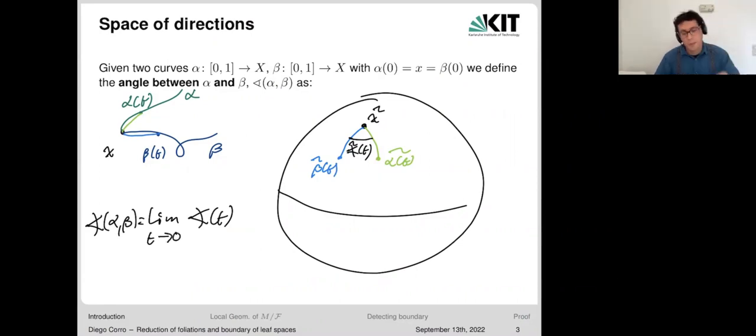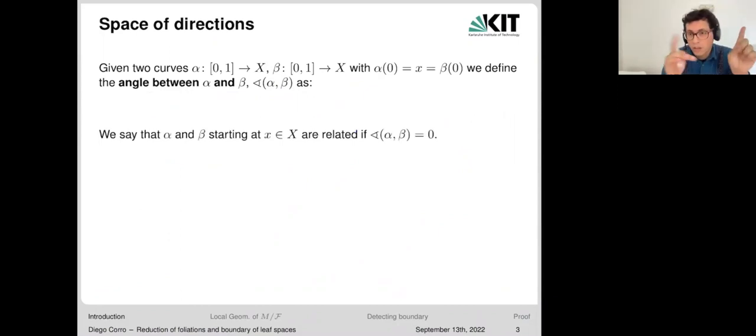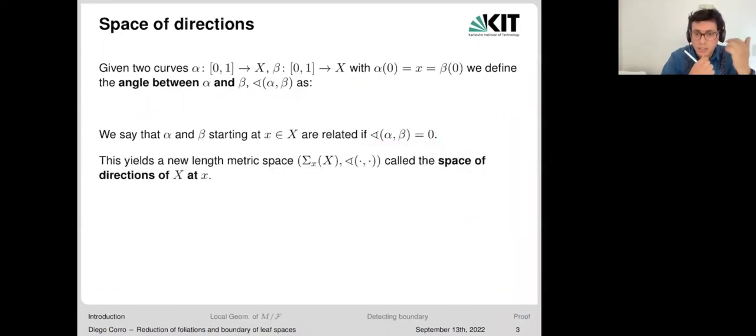The idea here is that curves that start tangential to one another, something like this, in X, at some point these points get very close to one another in X, and then they would also get close in the comparison model, and the angle would be very small, and it would go to 0. So we can say that two curves are tangent to each other if they make angle 0, or they are related. The set of equivalence classes with the angle is a metric space.